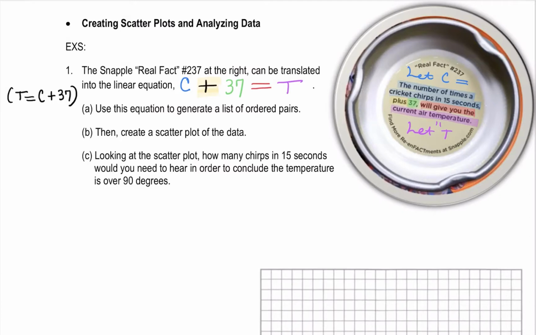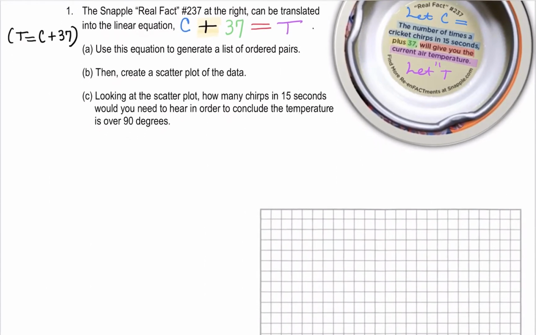Okay, now that we have our equation, part A: use this equation to generate a list of ordered pairs. So let's do that down here. This will be our part A. Again, keep in mind T is equal to C plus 37. And so we're going to create what normally is like a little XY table of values. Here it's going to be C and T, so a little CT table of ordered pairs.